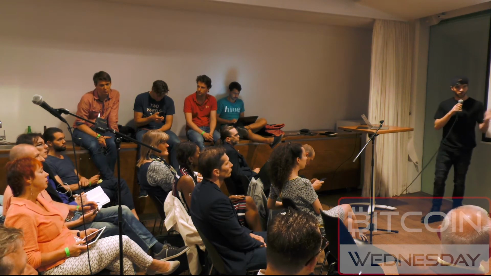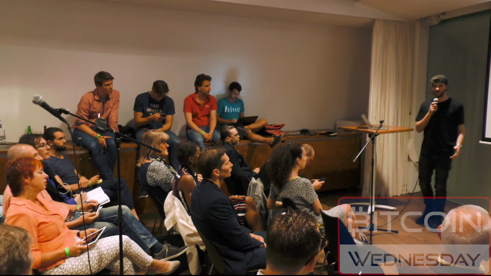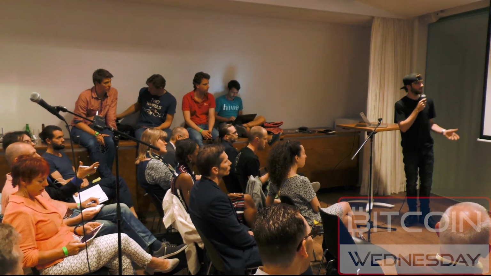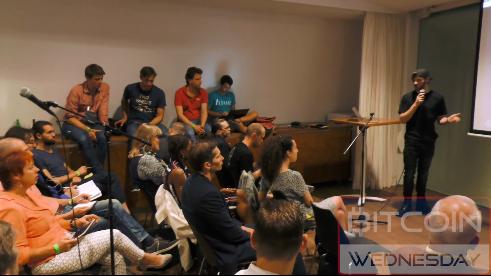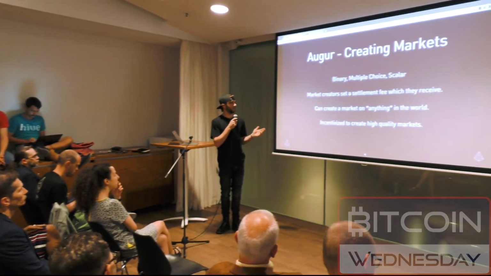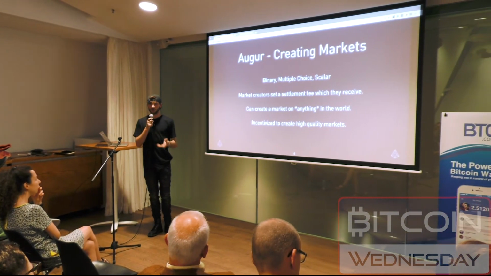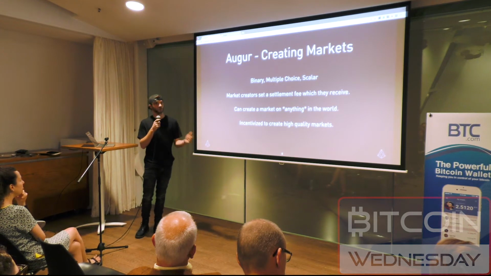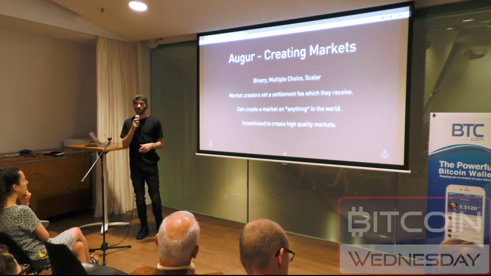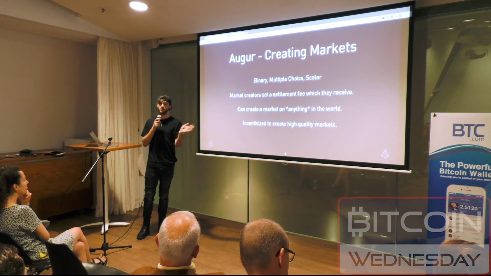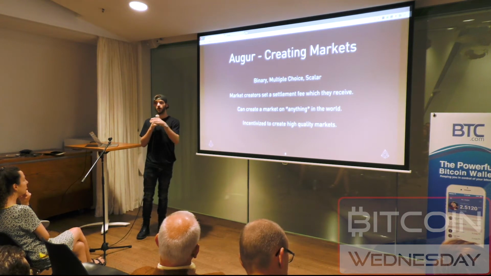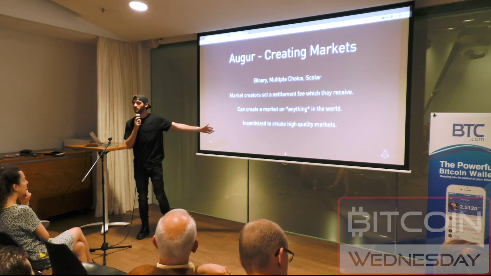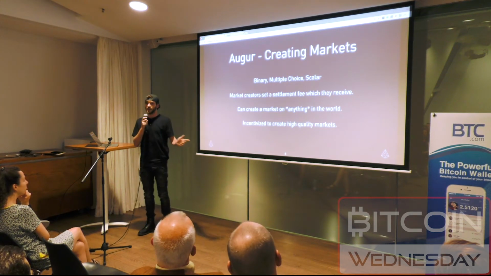Creating markets. Instead of just trading, what Augur also allows anybody to do is come onto Augur and create a market on whatever they like. The first release of Augur will include binary, multiple choice, and scalar markets. Binary being an example of a yes or no type question, multiple choice, who won the horse race out of an option of 3 or 4, and scalar, a numerical range, like what price did Apple close at, below or above $150. Market creators set that settlement fee we were talking about before, and they actually get 50% of that.